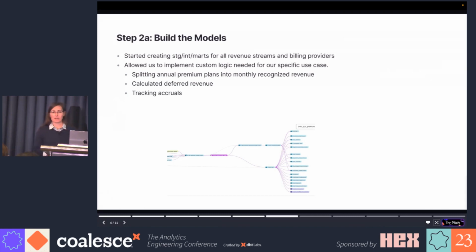We have different data coming in from, let's say, Apple and Google than we do from Stripe in terms of what does a successful cash payment look like, what does a payment failure look like. And so because of that, we had to implement logic specific to those payment providers and those revenue streams.